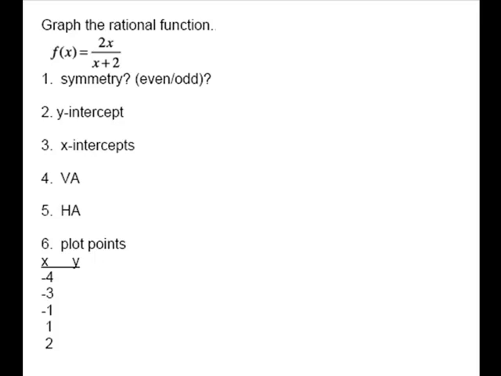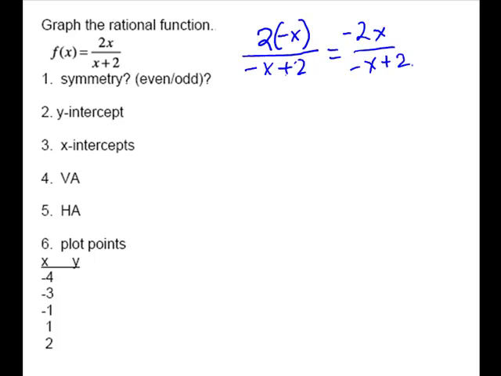So our first thing was to look at symmetry algebraically. So we plug in negative x. So we have 2 times negative x over negative x plus 2. We clean it up: negative 2x over negative x plus 2. So we look to see, is that the same as the original? No, it's not. These are negative here. They were not on the original. So it is not symmetric to the y-axis, or even.